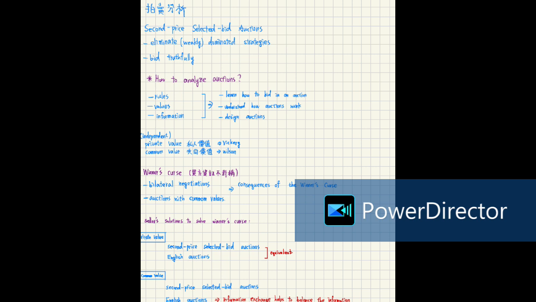So how to analyze auctions? We must know three things about it. The first is rules, values, and information. Rules is about learning how to bid in an auction. Values is about understanding how auctions work. Information makes me able to decide auctions.